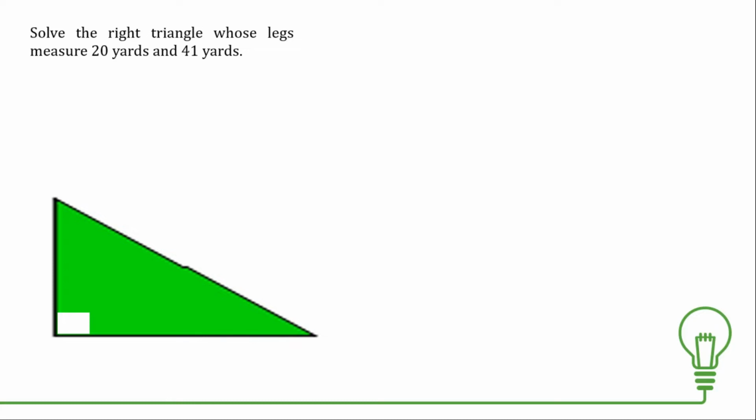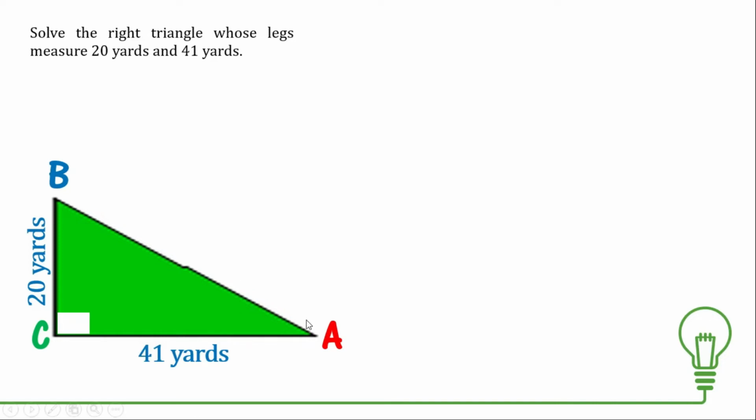So, wala naman pong sinabi if it's opposite side or adjacent side or CA or CB. So, pwede po siya mag-interchange. First things first is for us to illustrate the problem. Suppose that is the right triangle which illustrates the problem. Let's name that triangle ABC, and suppose side BC measures 20 yards and side AC measures 41 yards.